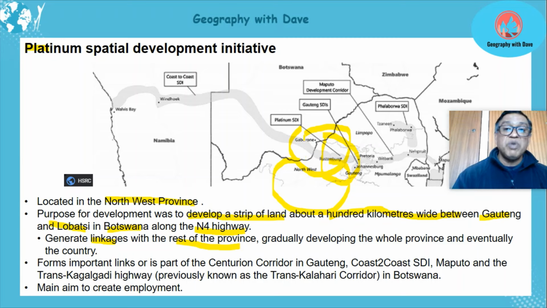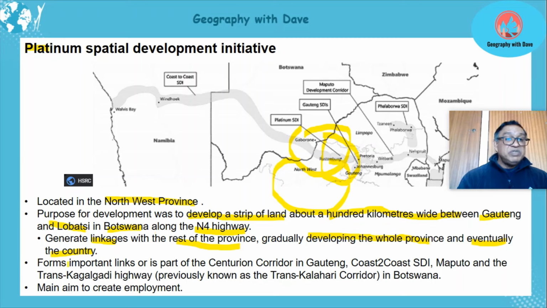Okay, I'm making the Northwest Province a bit bigger. Sorry, apologies, but the Northwest Province. And gradually developing the whole province, because investment is coming in and opportunities in other parts of the province will also be positively affected. All right. And of course, eventually the country as such. Can you see it? The whole country gets developed because from here there's investments going. You understand? Gauteng gets influenced, other provinces get influenced.